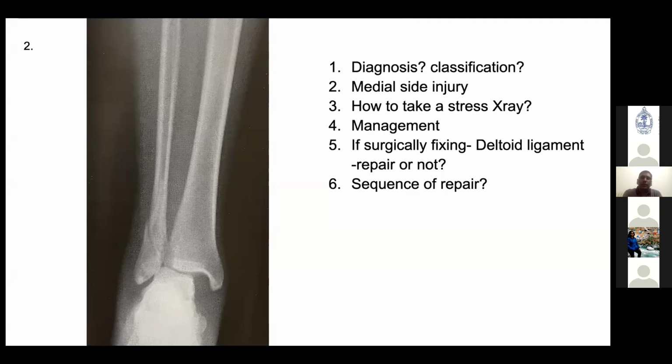Fix the lateral malleolus and repair the deltoid ligament with suture anchor. Okay. So is there a role for conservative treatment here? Is there a role for conservative treatment in deltoid ligament injury with lateral malleolar fractures?